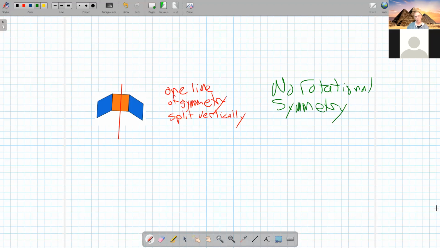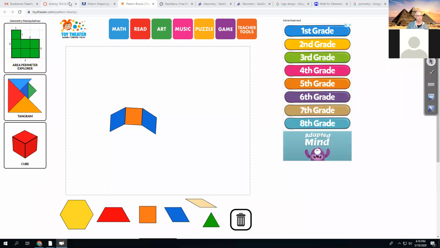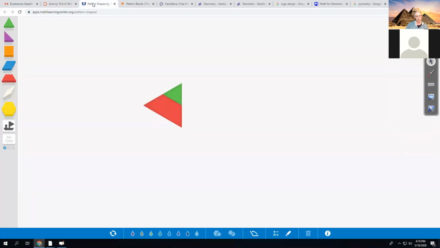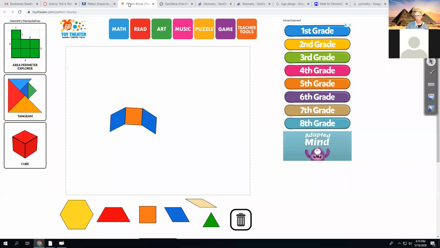What I don't want to have happen here is you draw 3 different figures and they each have 1 line of symmetry and no rotational symmetry, right? That would be kind of boring. So I want you to play here and explore a little bit. In the second part, I would like 3 diverse shapes. Have fun with this, make something interesting and beautiful, and then explore its symmetries. And again, you could even come up with a shape that's beautiful and not quite symmetric at all.